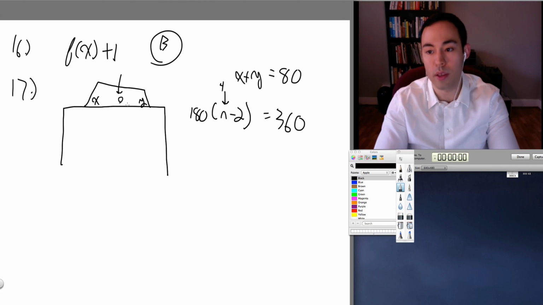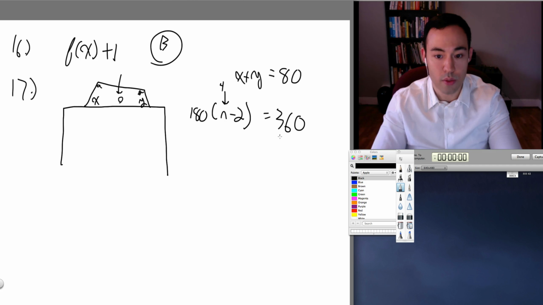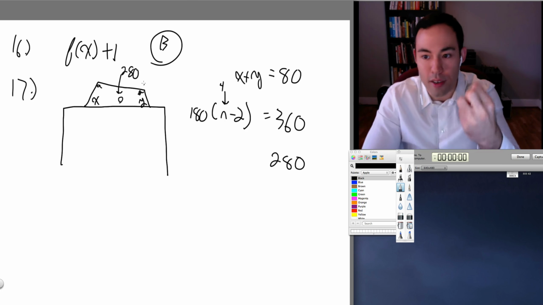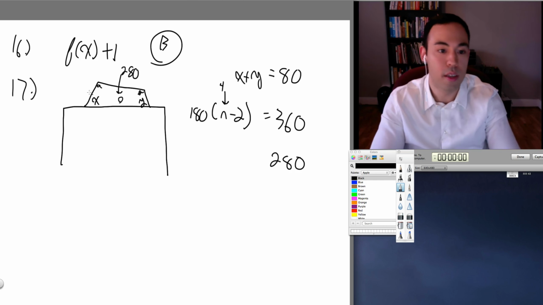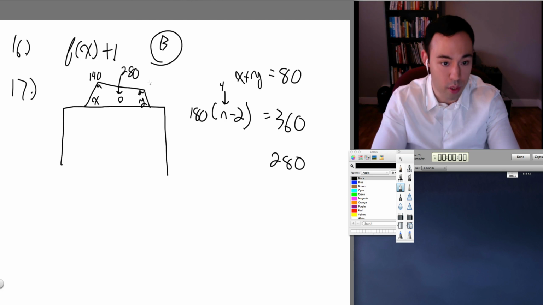The angles, all the angles in here add up to 360. You have an A and a B, and all the angles are equal. So A and B are equal. We know that x plus y is equal to 80. So 360 minus 80 will give us what? 280 degrees left over in this shape. And so A and B equally share that 280 degree measure. So they're both equal to 140.